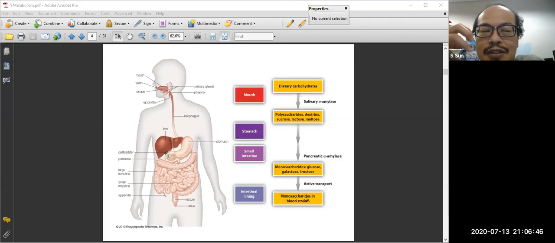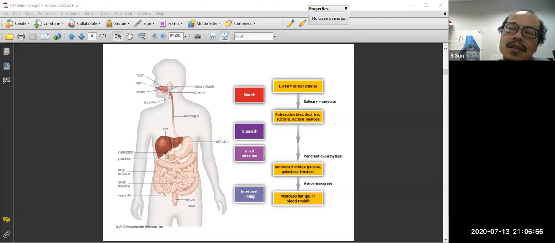So chewing and digesting is an important process. We also talked about lactose intolerance, because the person lacks the lactase enzyme needed to break apart lactose. So we talked about those.